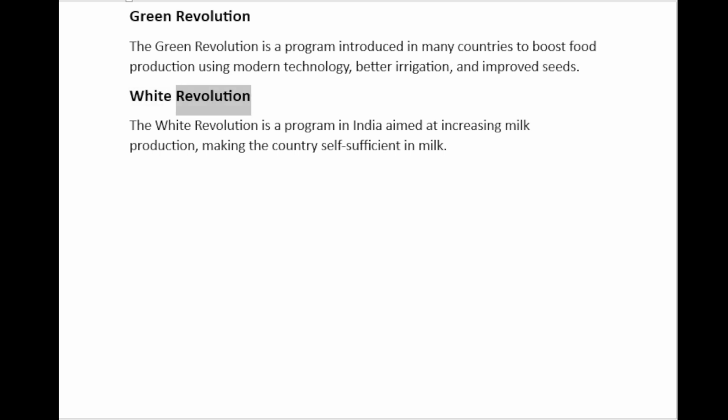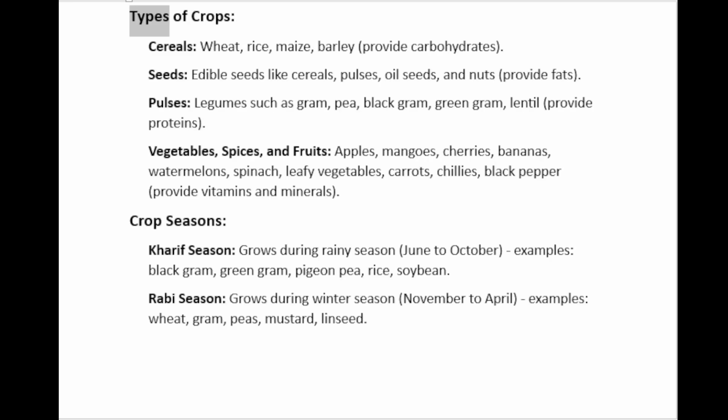White Revolution. The White Revolution is a program in India aimed at increasing milk production, making the country self-sufficient in milk. Types of crops. Cereals: wheat, rice, maize, barley, provide carbohydrates.